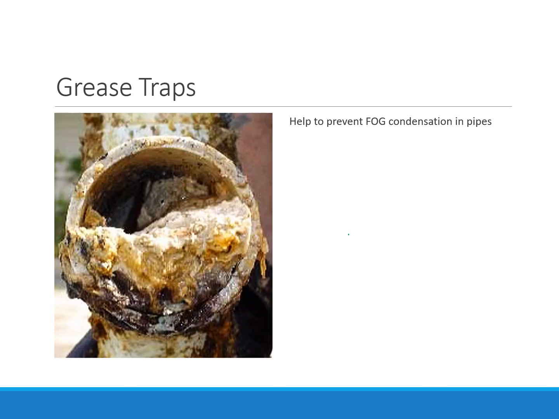So this is a pipe that doesn't have a grease trap on it. And so this nasty buildup here, this is grease. And you can see this pipe is almost completely blocked up, and it won't take much more until nothing's going to flow through that pipe. And that's nasty. Okay, that's just nasty.